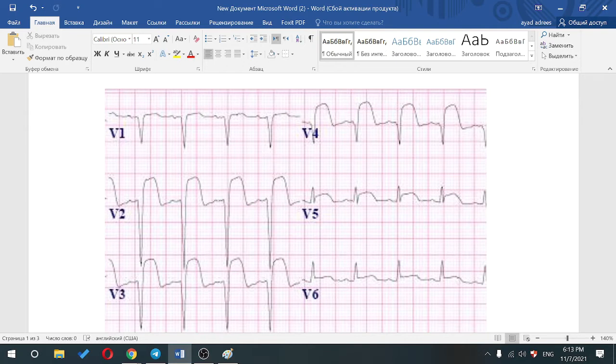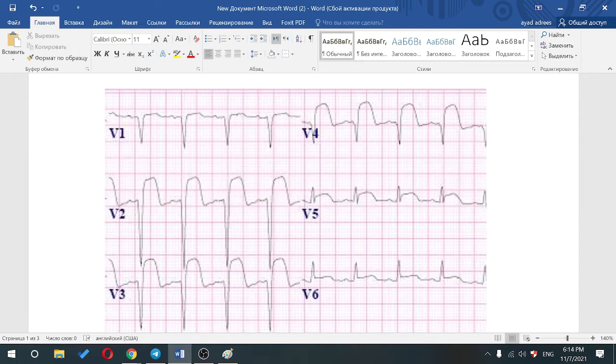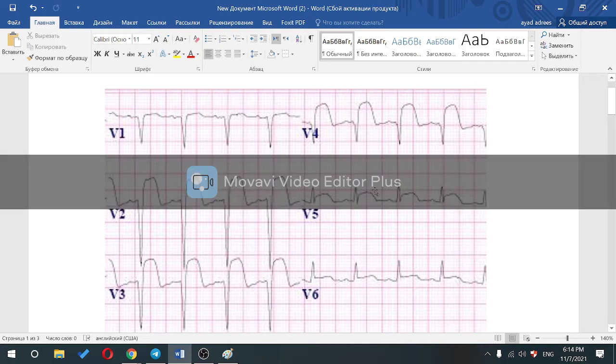A, is it a transmural MI? B, is it a subendocardial MI? C, neither of these two. Remember, so transmural, somebody wrote. Excellent. It's transmural. Why have we said it's transmural?